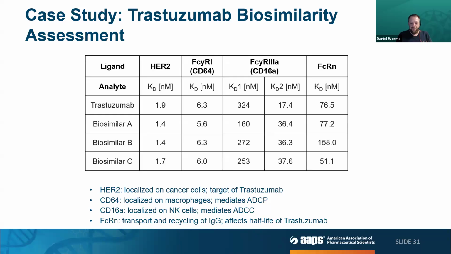And in this case study, the affinity values were compared to trastuzumab, they all showed higher affinity. And then last but not least, we also tested the affinity towards the neonatal Fc receptor. This receptor is relevant for transport and recycling of IgGs and is an important kinetic feature that affects the half-life of trastuzumab. So in that case, the affinity was quite similar among the biosimilars, except for biosimilar B, which showed a twofold lower affinity value. Next slide, please.